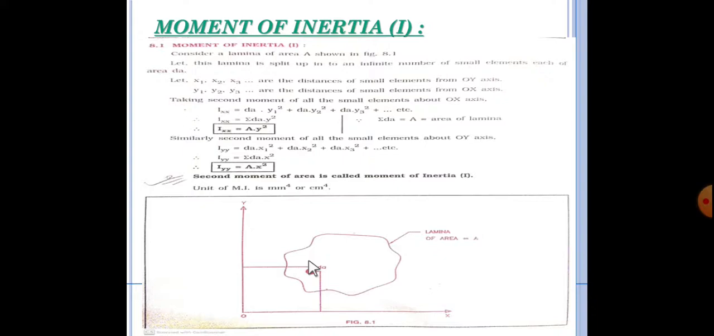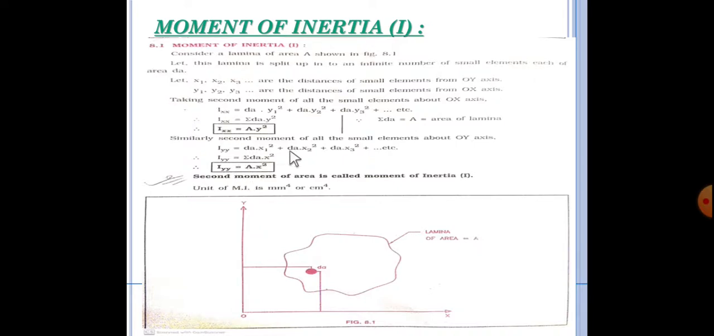Means, inertia is equal to area into distance of that element from the axis, and moment of inertia means second moment of area is called moment of inertia.